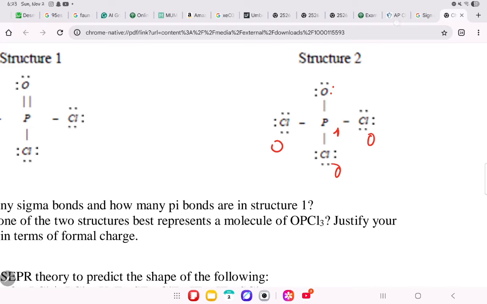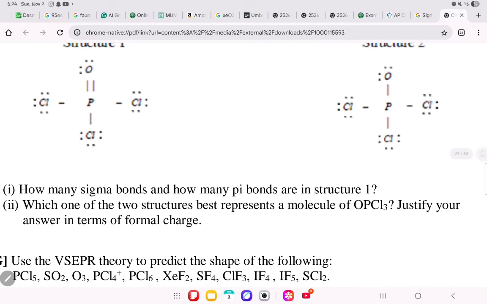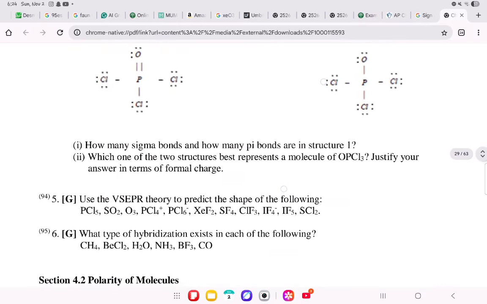Anyways, it's going to be group 6 minus how many are surrounding? 7. So that's going to be minus 1. So minus 1 plus 1 in total is 0. But as you can see, most of them are 0. The more that are 0, and most importantly, if the central atom is 0, then khalas. That means that this is the one that we are looking for.